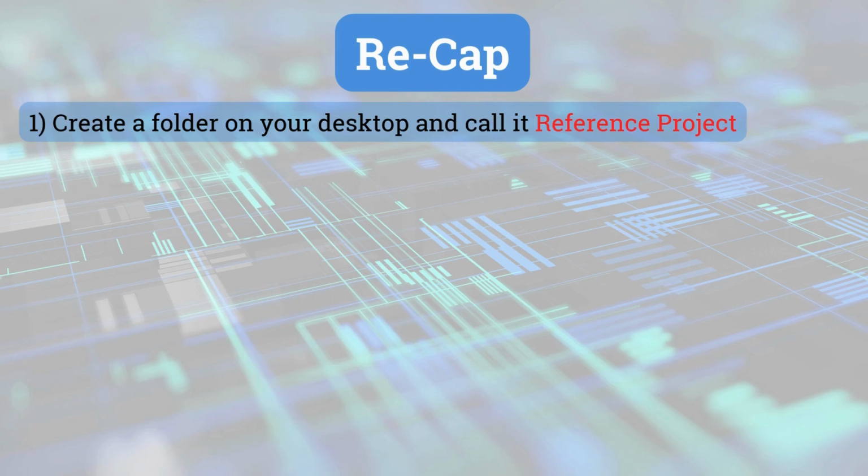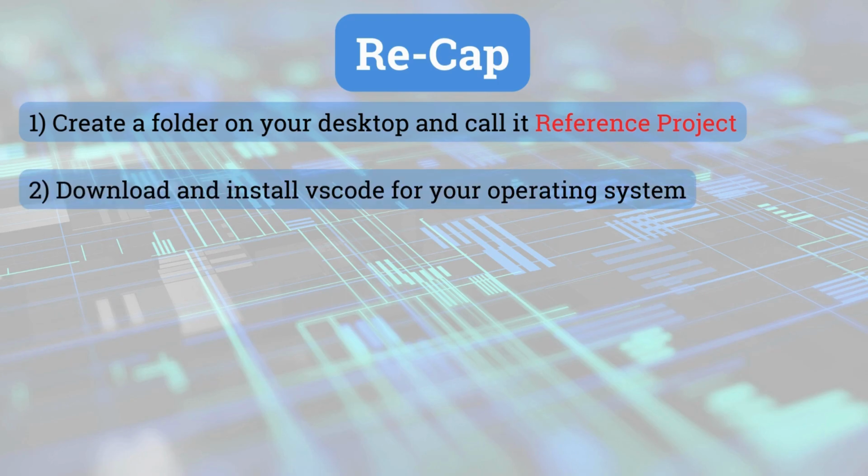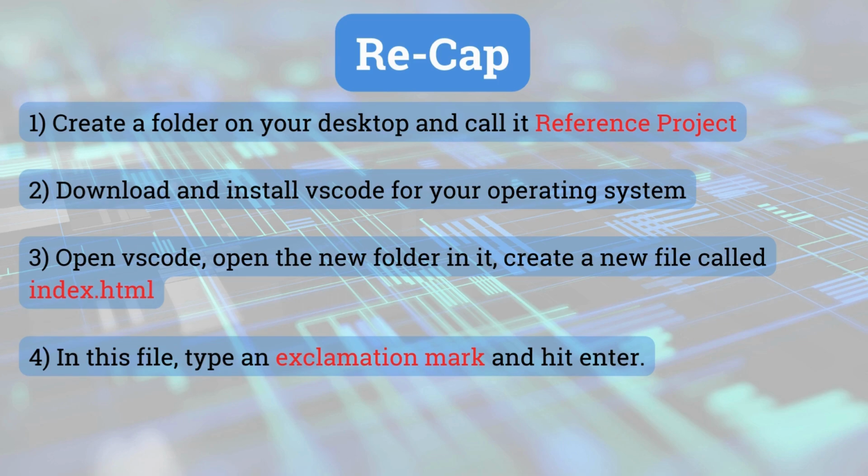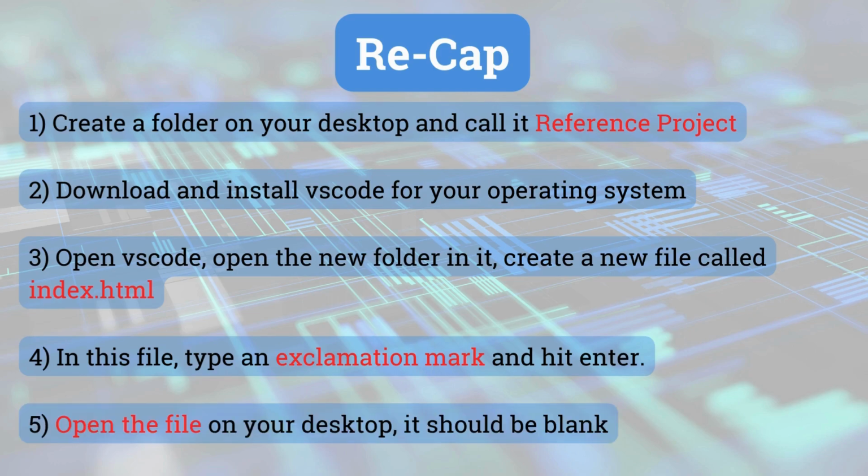Here's a summary to get you started. First, create a folder on your desktop and call it Reference Project. Next, download and install Visual Studio Code Editor for your operating system from the link in the description. Open VS Code, then open this folder and create a new file called index.html. In the file content, type an exclamation mark and hit enter. This should create a new standard document for you. Open the file from the desktop folder and it should be a blank page as we have not put any content in it yet. If you get stuck, just watch these videos first.